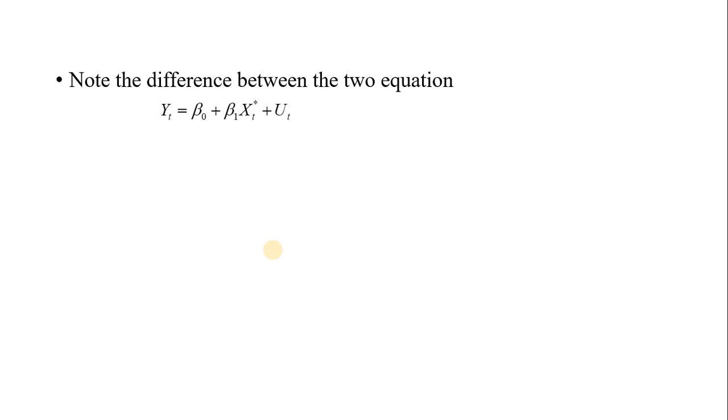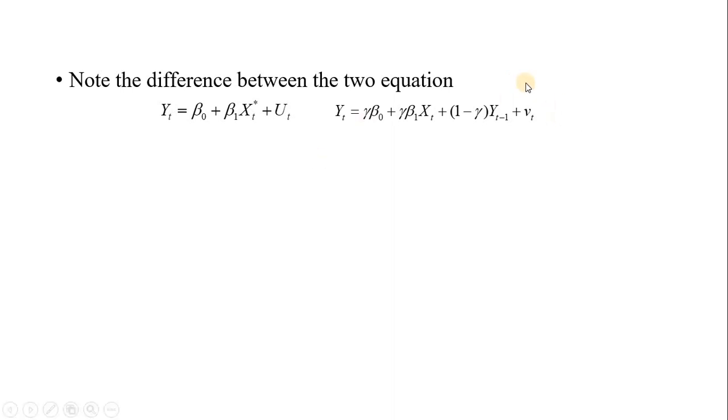Okay, now you just see the difference between two models. This was our original equation: yt is equal to beta 0 plus beta 1 xt plus ut. What was the problem with this equation? We cannot directly observe this x star t. So what we have done, we have handled this x star t using the adaptive expectation model, and we have converted this equation into another equation. Now you will look at this.